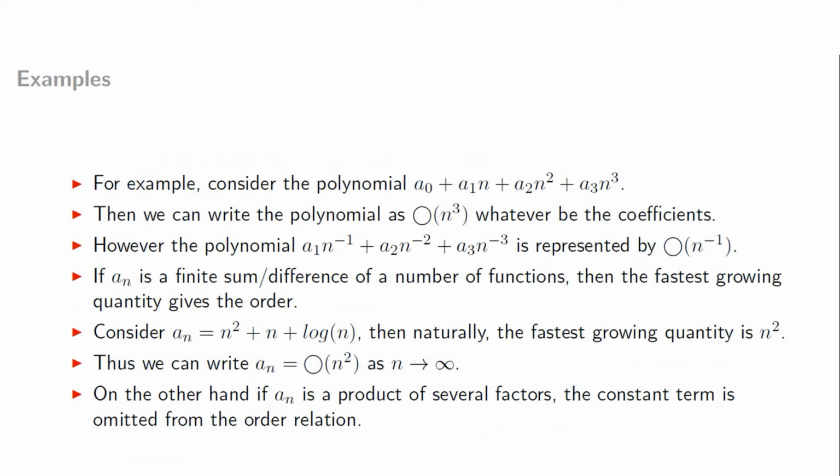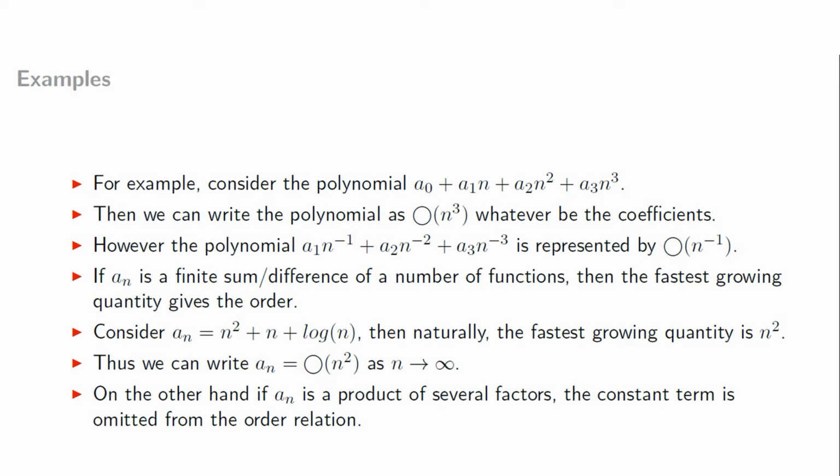Let us illustrate the concepts of big O by means of some examples. In our first example, consider the third degree polynomial a naught plus a1n plus a2n square plus a3n cube. Then we can write the polynomial as big O of n cube, whatever be the coefficients. However, the polynomial with inverse powers of n, that is a1 by n plus a2 by n square plus a3 by n cube, is represented by big O of n to the power minus 1.